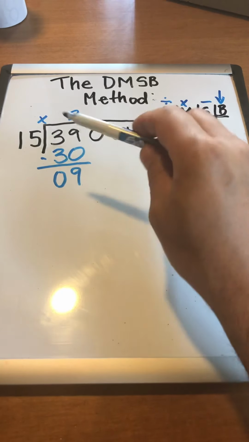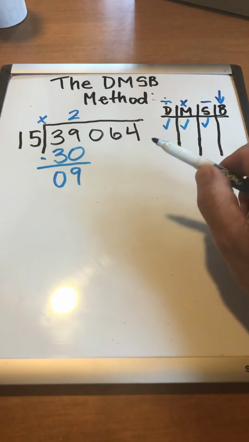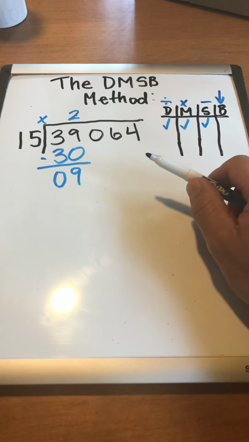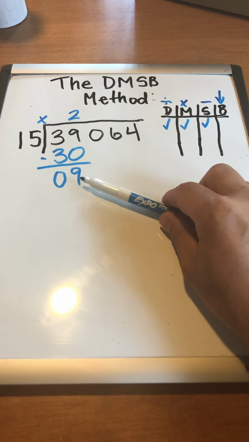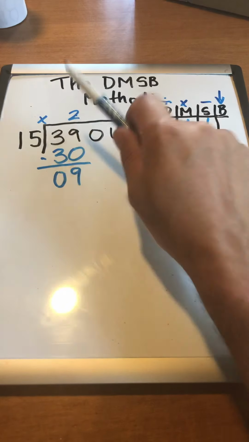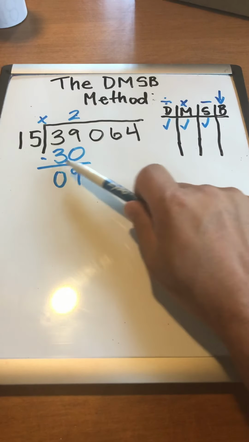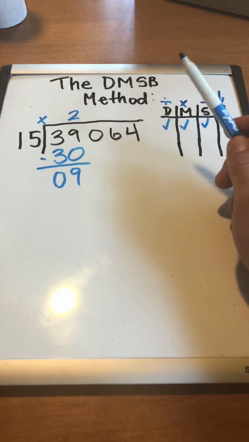Just a note here, if you ever get a number after you've subtracted that's bigger than your 15, your divisor, that's a good sign that you've made a mistake and you want to take a step back and figure out where you went wrong. Usually it means that you didn't pick a number that was big enough. So you should never have a number left over down here that's bigger than your divisor.